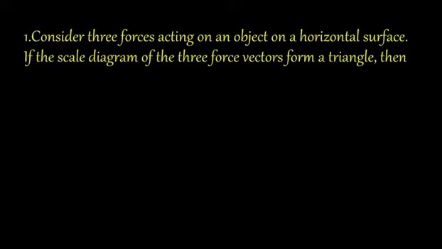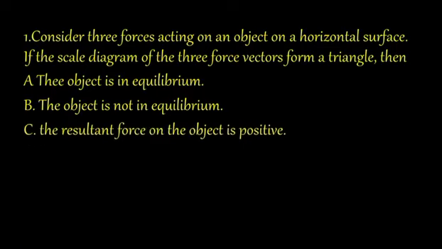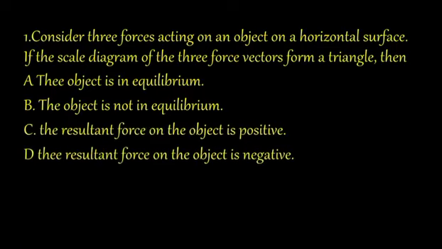Question number 1. Consider three forces acting on an object on a horizontal surface. If the scale diagram of the three force vectors forms a triangle, then: A. The object is in equilibrium. B. The object is not in equilibrium. C. The resultant force on the object is positive. D. The resultant force on the object is negative.